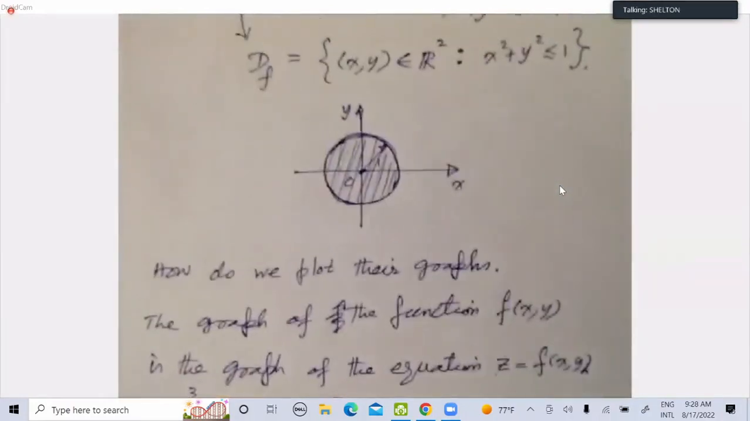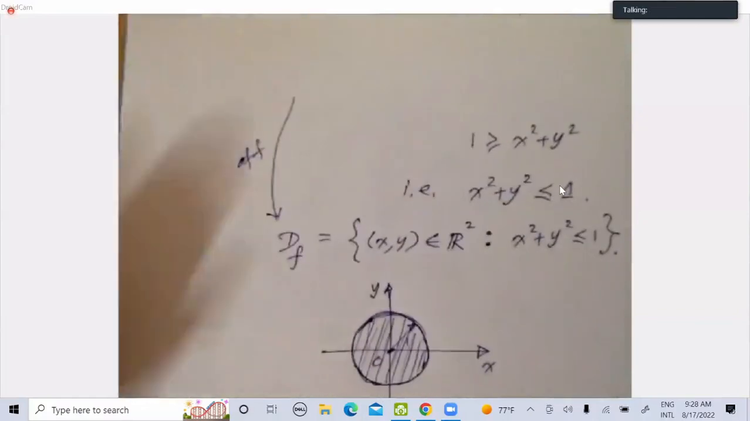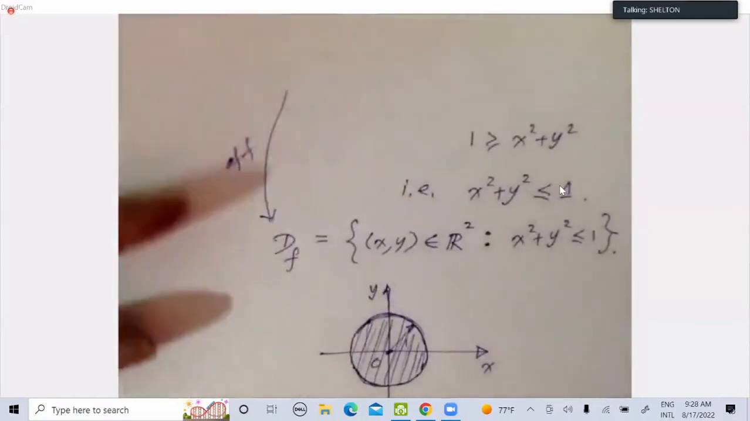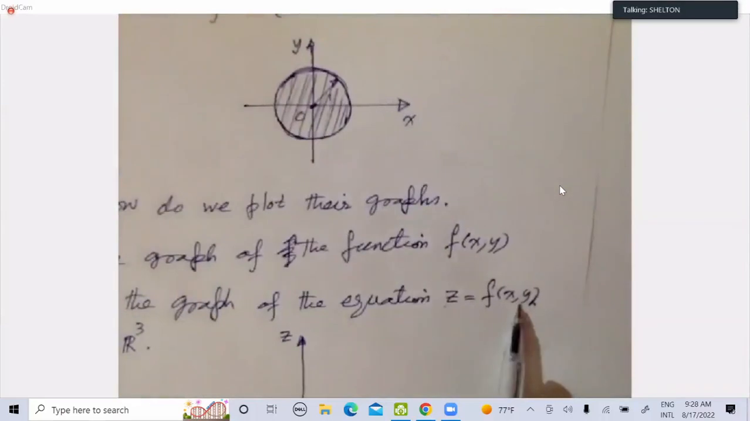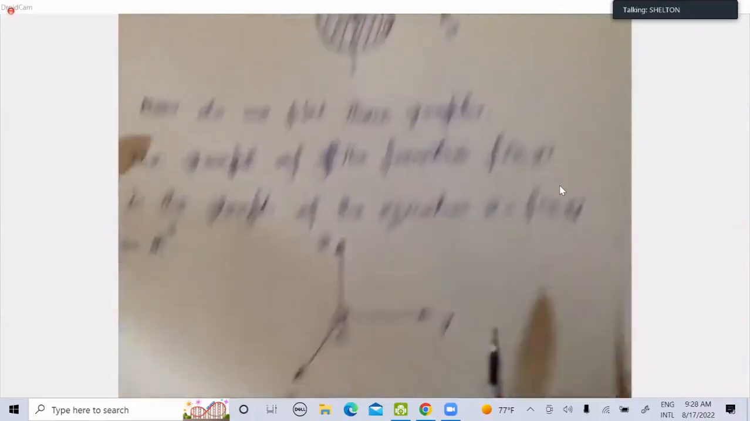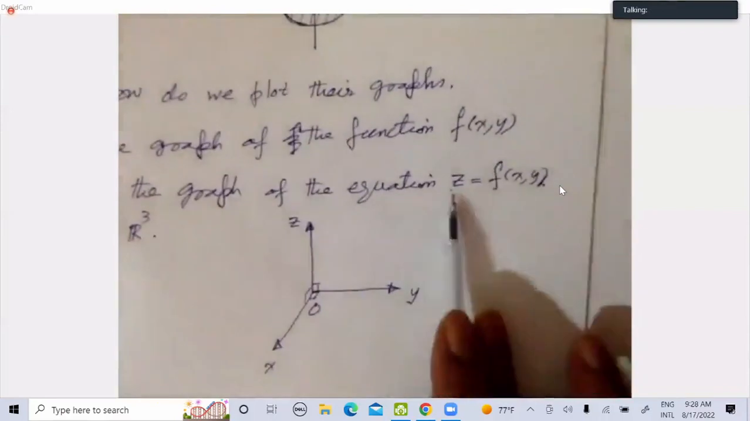So let us now understand equations first. This is an equation in R3: z equals f(x, y). So let us try to understand graphs of equations.